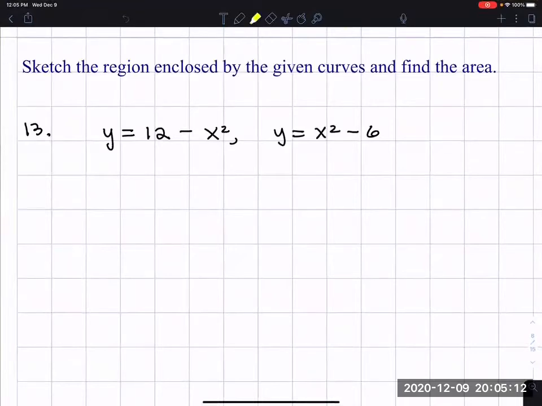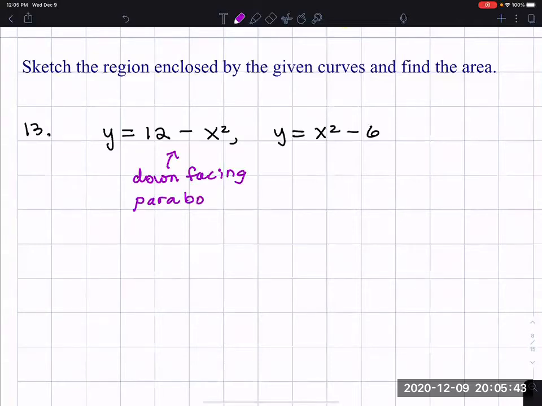All right. For this problem, we are going to sketch the region enclosed by the given curves, and then we're going to find the area. Now, what we need to know is that this is a down-facing parabola. It's a quadratic. The x squared term has a negative in front. That's why it's facing down.